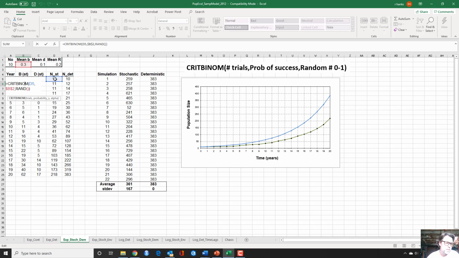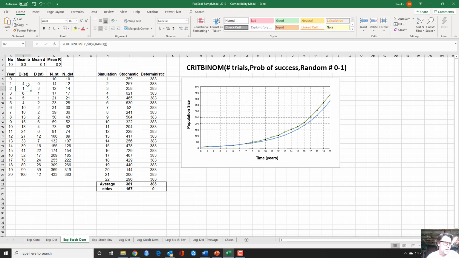In other words, there are 10 individuals that could reproduce, 10 opportunities, if you will. And the mean birth rate is 0.3. Then the formula builds in a random number generator that generates a random number between 0 and 1, and that is the probability associated with that. You can see, for example, there were 10 individuals that could have reproduced, and 4 individuals actually reproduced, and the mean birth rate is 0.3.